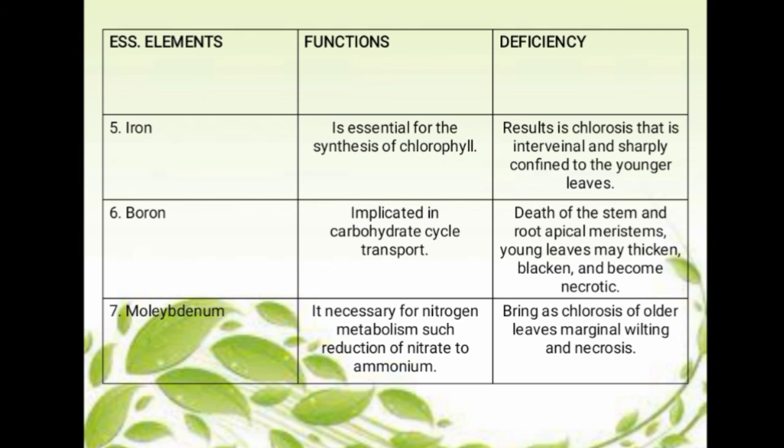Next is boron. Its function is implicated in carbohydrate transport. Deficiency is death of the stem and root apical meristems. Young leaves may thicken, blacken, and become necrotic. The last one is molybdenum. Its function is that it is necessary for nitrogen metabolism, such as the reduction of nitrate to ammonium. And its deficiency brings about chlorosis of older leaves, marginal wilting, and necrosis. So that's all. Thank you.